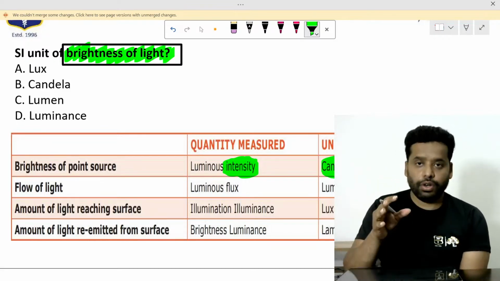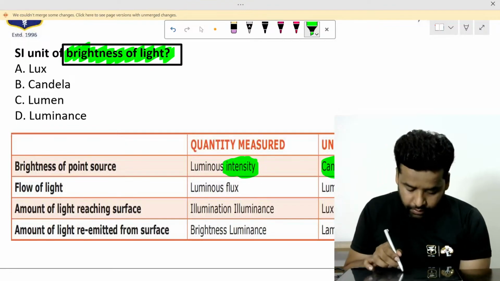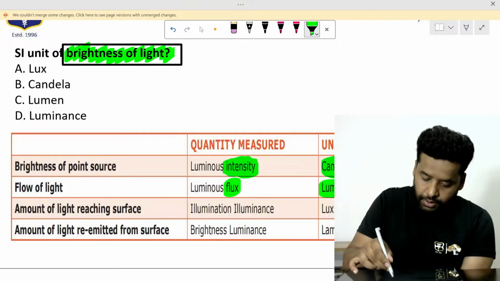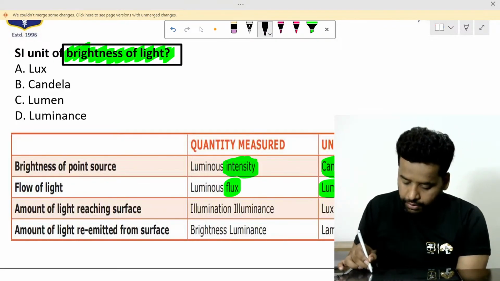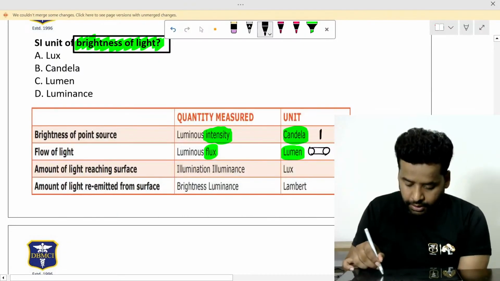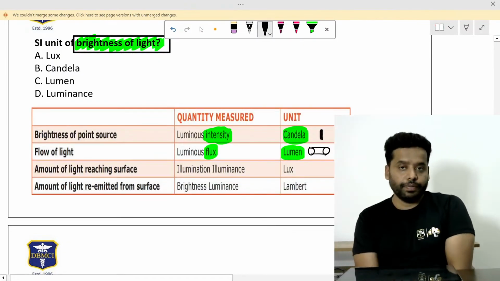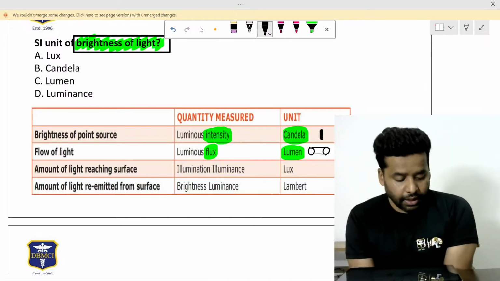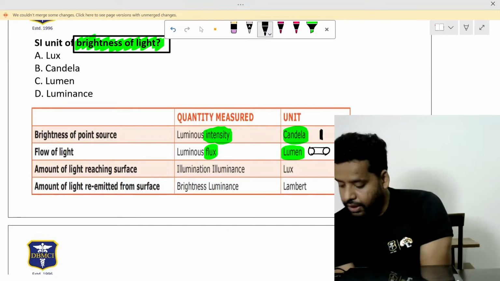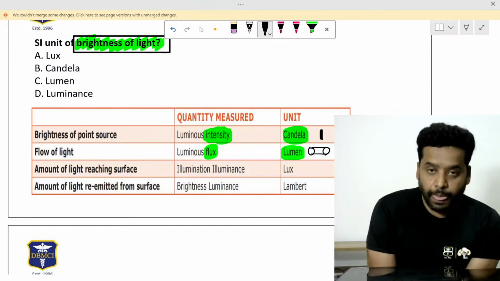Then the flow of light. Flow, flux, that is lumen. You can see there is one lumen like this where the light will flow. Remember like this: there is one candle which is burning, then the light will flow. So if they ask the SI unit of flow of light, then your answer is lumen.